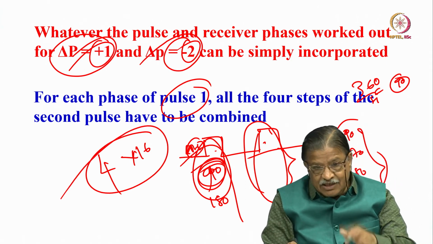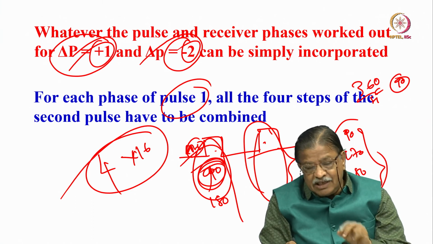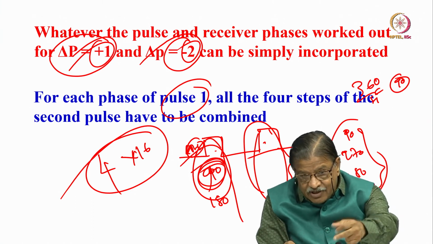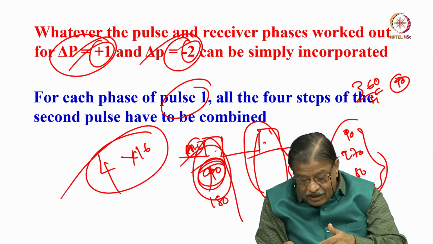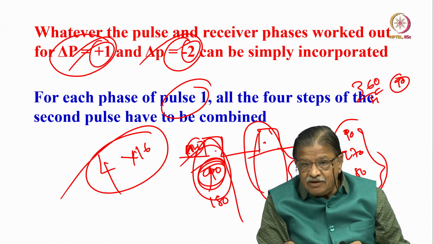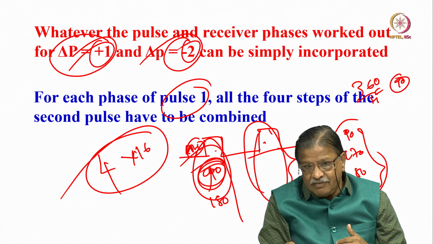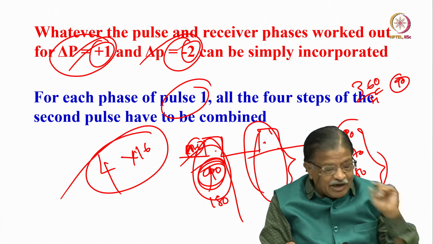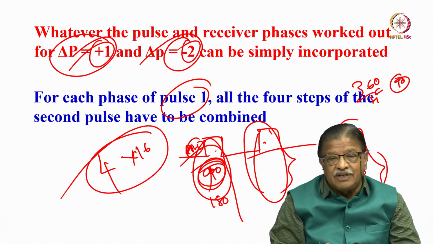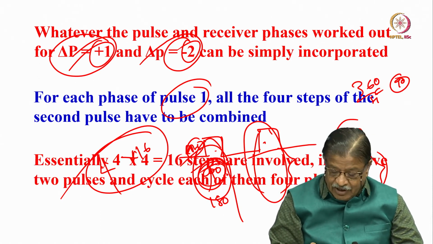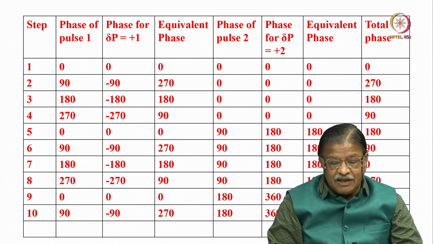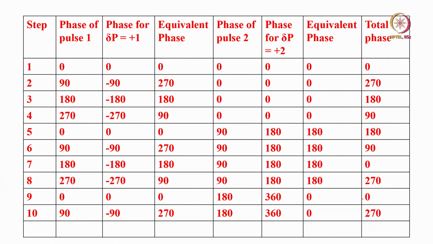Okay, for each receiver phase here, all 4 receiver phases of this have to be changed. Second receiver phase here, all 4 have to be changed. You have to go sequentially like that. Then it is possible to combine the phase cycling for both the phases. So that is what is going to happen. You can combine that. For example, we have worked out that this is going to be a 16 step cycle.